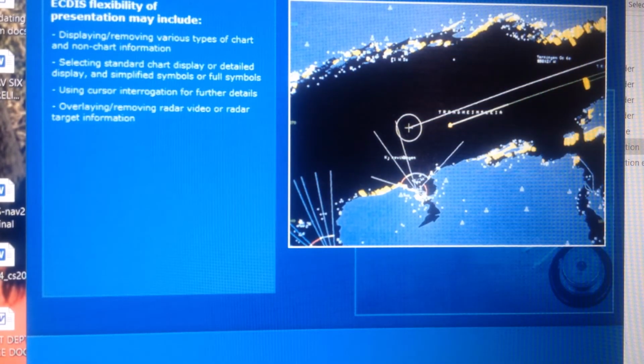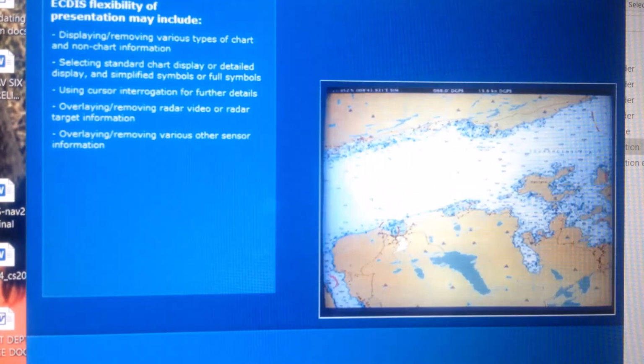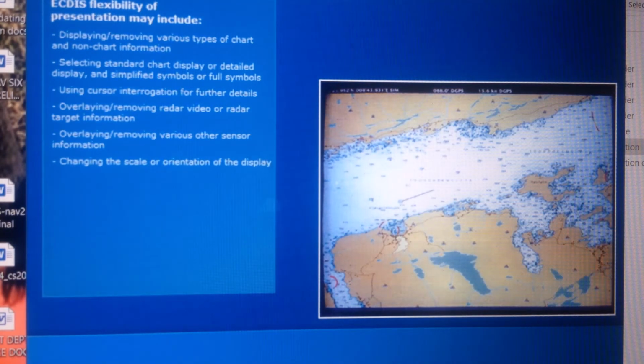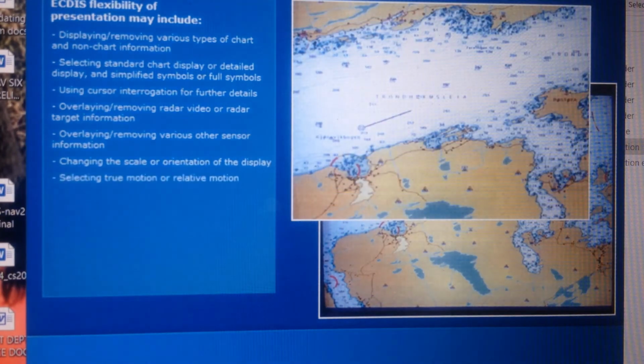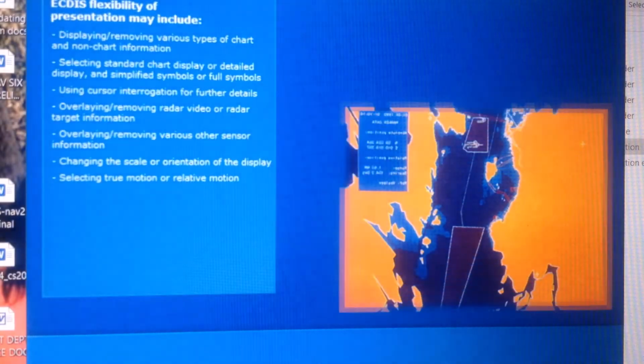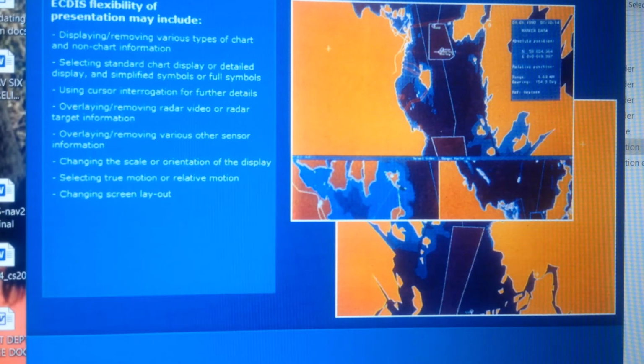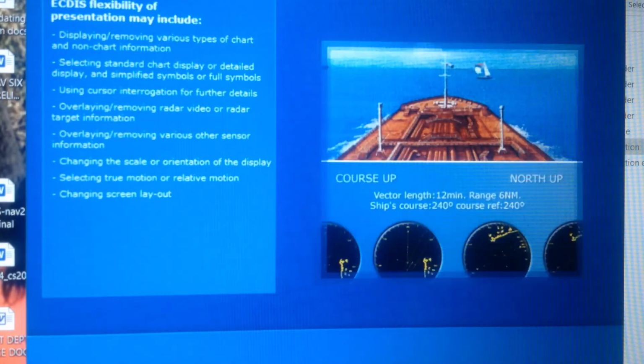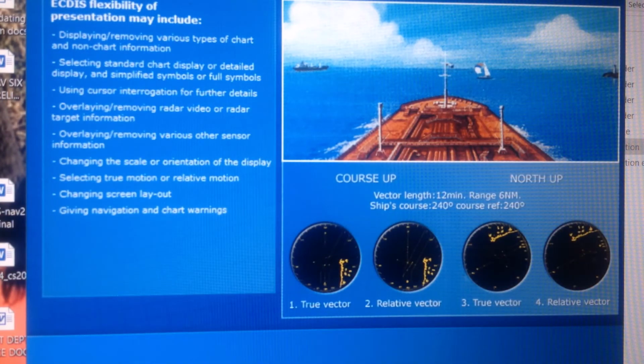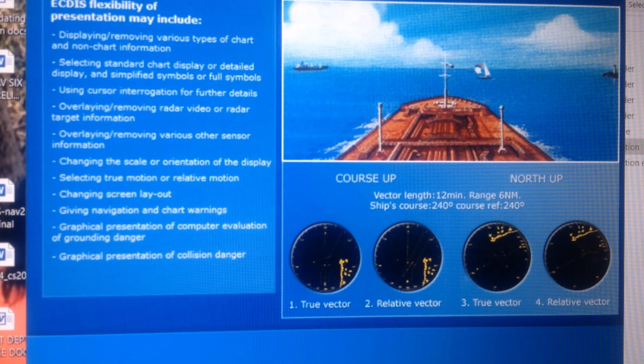Overlaying and removing radar video or radar target information. Overlaying and removing various other sensor information. Changing the scale or orientation of the display, selecting true motion or relative motion, changing screen layout, giving navigation and chart warnings, graphical presentation of computer evaluation of grounding danger, and graphical presentation of collision danger.